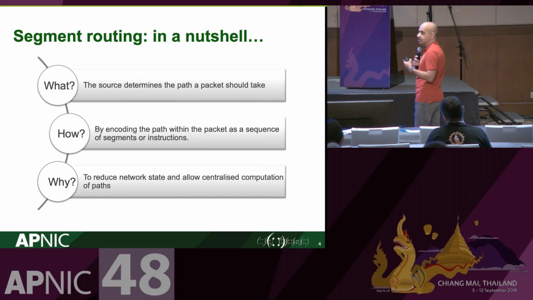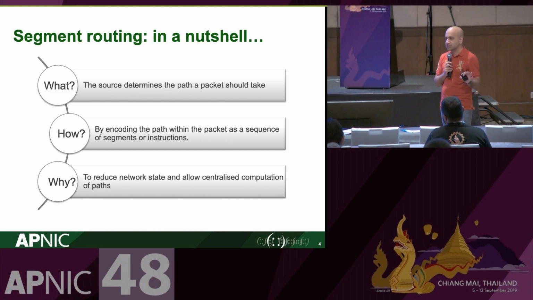Why do we use this? We use it for central computation to optimize routing decisions. Okay, so that is, in a nutshell, segment routing. If you leave now, you still have enough to be able to talk about it in an intelligent way, but I suggest you stick around for the rest of it.